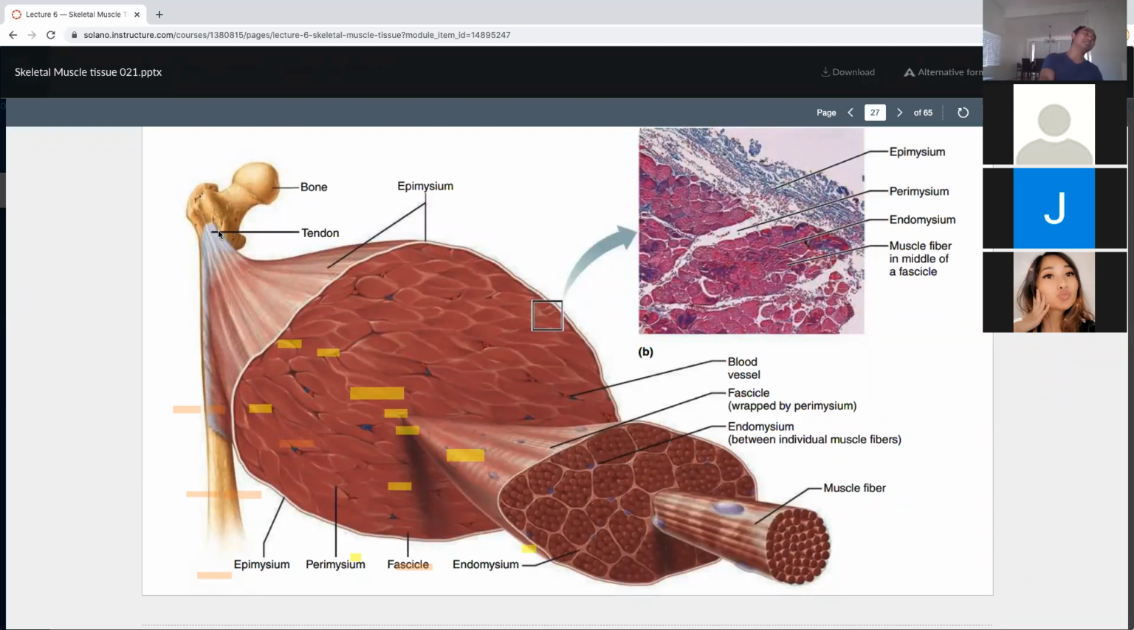So how do we get this tendon? All our epimysium, our perimysium, and our endomysium, all these connective tissue, they gradually fuse together and fuse with the periosteum of the bone, the covering of the bone. That structure is called tendon. So tendon is just a collagenous tissue, connective tissue.